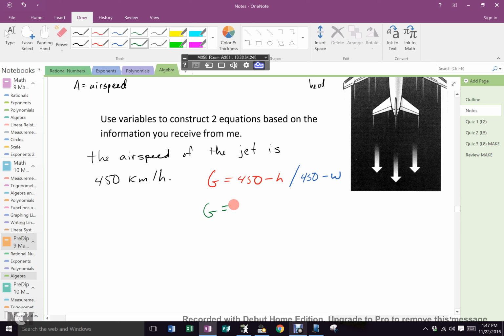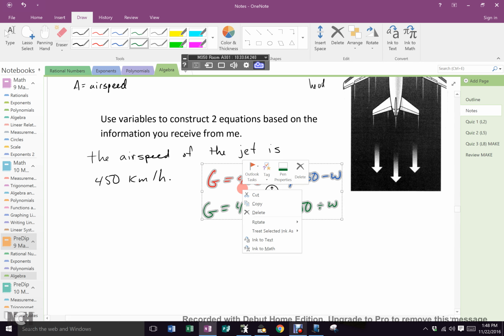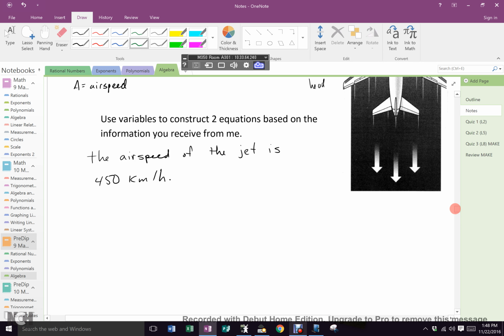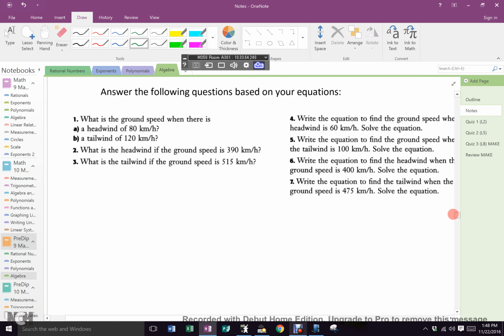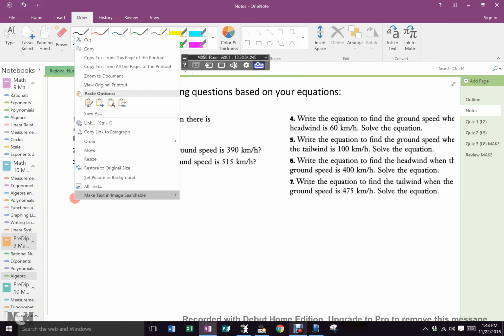Taylor? Okay, I have G equals 450 plus T because that was coming together. Or 450 plus W, depending on how the questions are written, yes? All right, now, take those 4, because those are right. Turn the page over and answer those 7 questions.